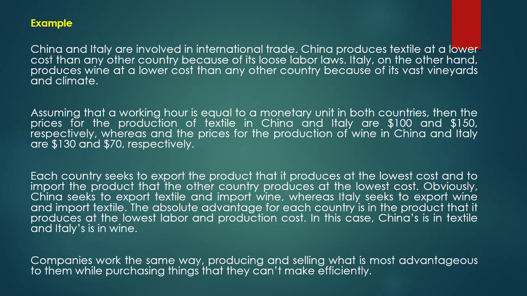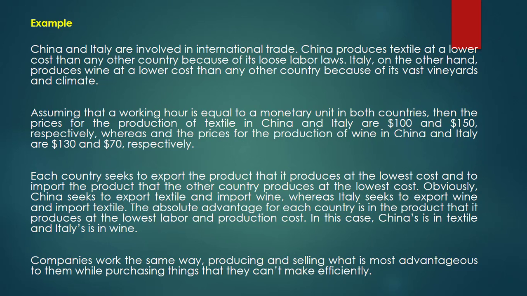China and Italy are involved in international trade. China produces textile at a lower cost than any other country because of its loose labor laws. Italy, on the other hand, produces wine at a lower cost than any other country because of its vast vineyards and climate. Assuming that a working hour is equal to one monetary unit in both countries, then the prices for the production of textile in China and Italy are $100 and $150 respectively. Whereas the price for the production of wine in China and Italy are $130 and $70 respectively.